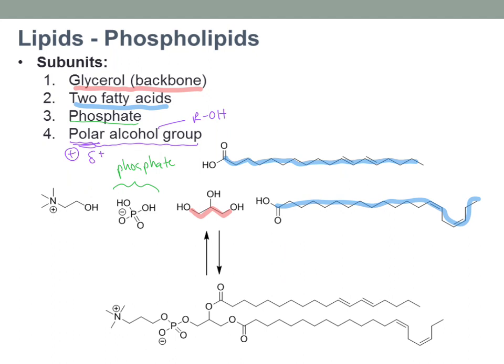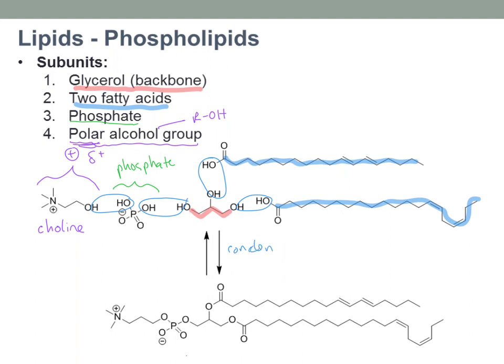And in this case, I drew this molecule right here, which is going to be my polar alcohol group. In my case, I have choline. You may have heard of phosphatidylcholine. Choline is important for brain function, and it's in phospholipids, etc. And again, just like with the other macromolecule subunit relationships, if I want to combine these, here's all of my subunits up here. If I want to start combining them, I need to start circling off my water molecules in order to get my phospholipid, right? So in this case, I'm going to do 4 condensations.